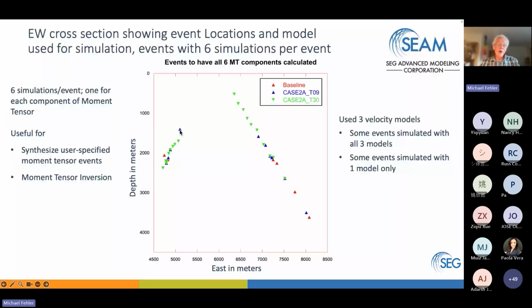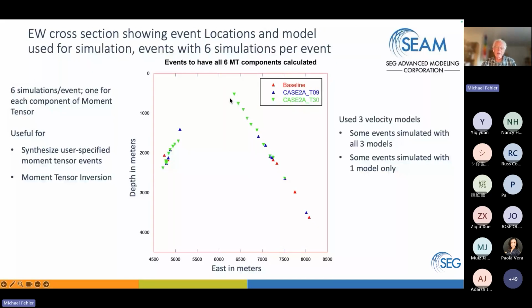And the 6 simulations are for each component of the moment tensor. And this will allow us to have data that users can use to specify their own moment tensors. So we don't have to argue about whether you want to have a double couple event or a CLVD or some other pure tensile event or an isotropic event. You can take these data and sum the results from the different moment tensors to get anything your heart desires.